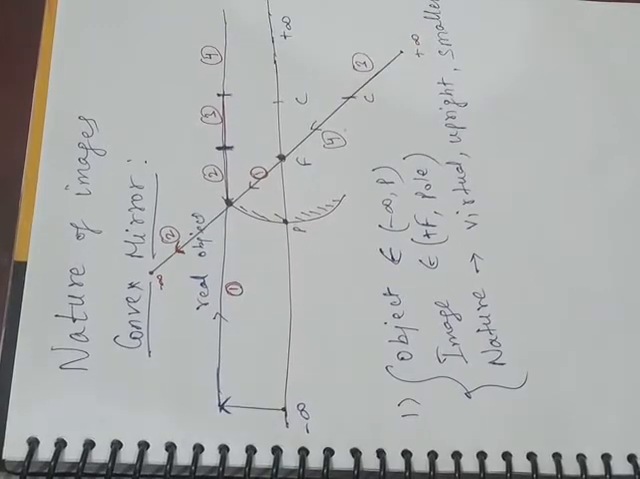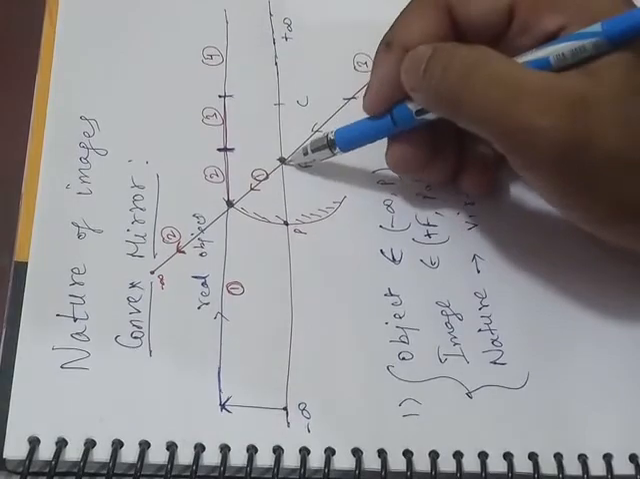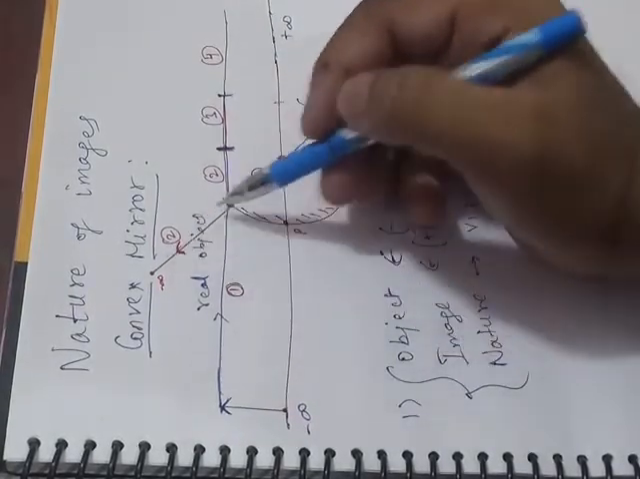So many people have this confusion. In fact, I saw someone ask that a convex mirror always forms a virtual image, and that's all. They asked like this only. A convex mirror always forms a virtual image. So this is the virtual image, but if you see clearly, region 2 is a real image also.